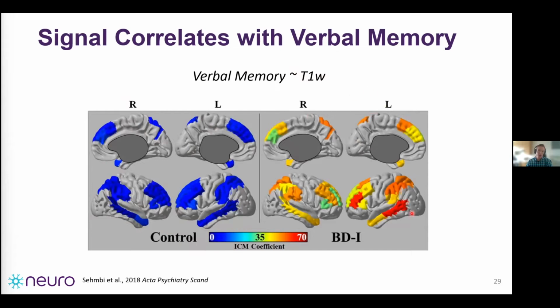But in bipolar disorder, where there are pretty consistent decreases in verbal memory scores, we're seeing a correlation between the myelin content, as indicated by this T1 weighted metric, and verbal memory scores. So this might suggest that the people that are most impacted and not getting the increase in myelin that they should be getting with this age trajectory are faring worse on verbal memory scores.